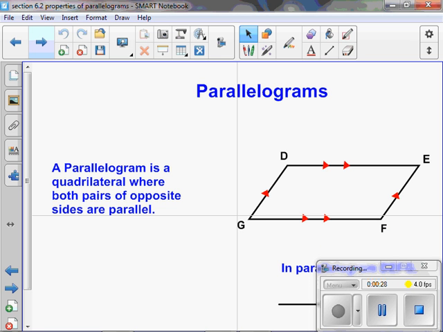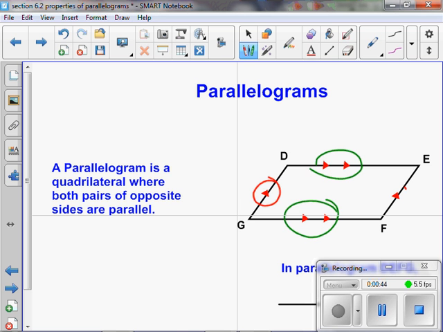First of all, we need to know what a parallelogram is. A parallelogram is simply a quadrilateral where both pairs of opposite sides are parallel. So there's a good picture right here. We've got this pair right here and this pair right here that are parallel. This pair right here, this pair right here that are parallel. Now this is all that is required for a parallelogram.